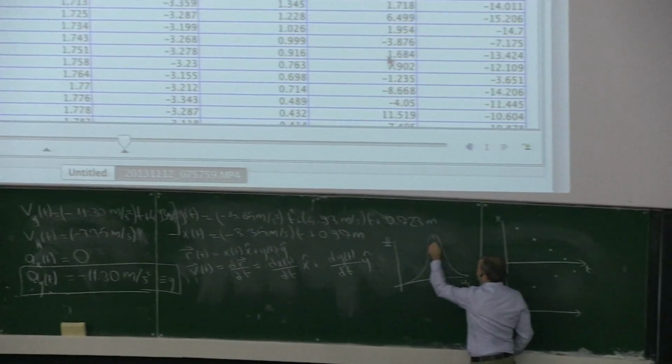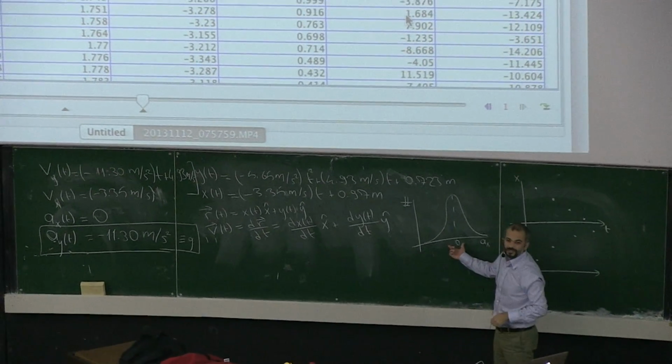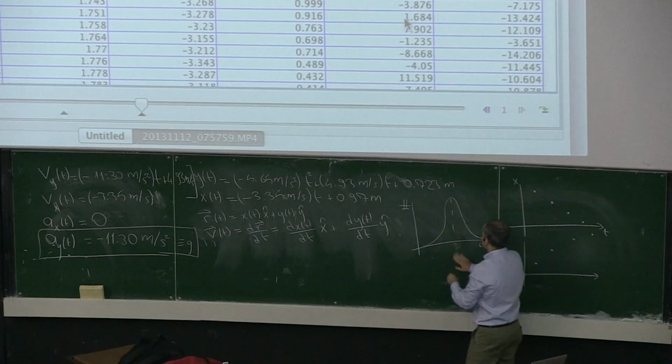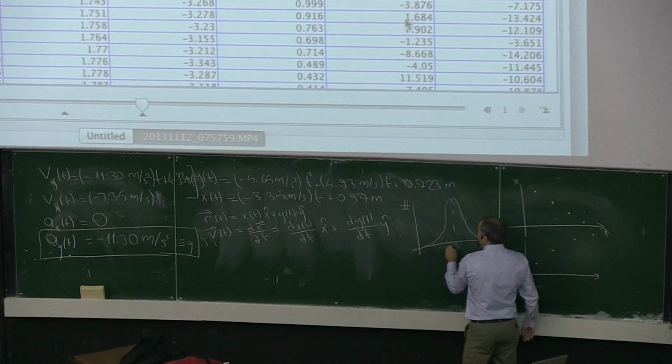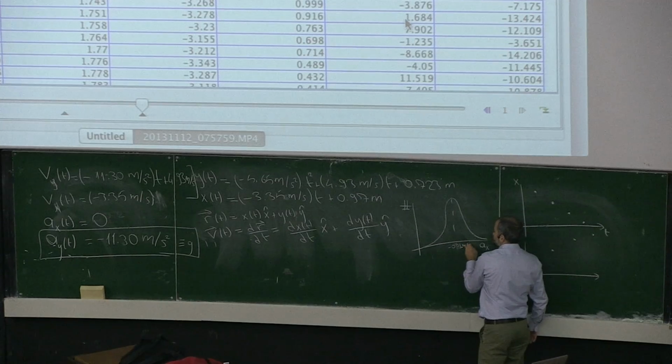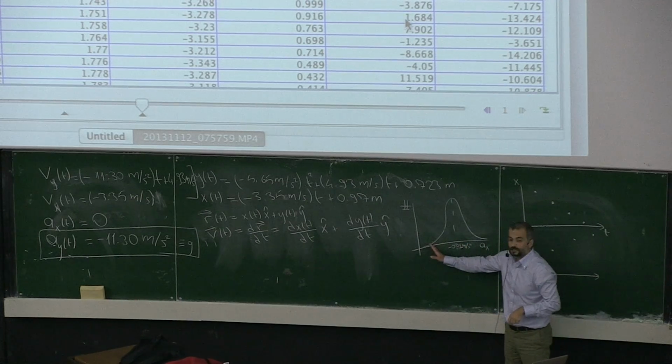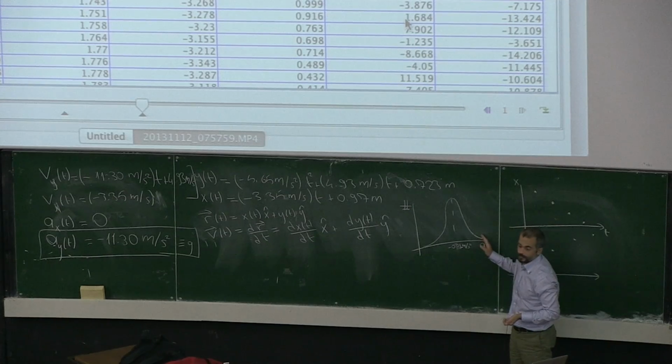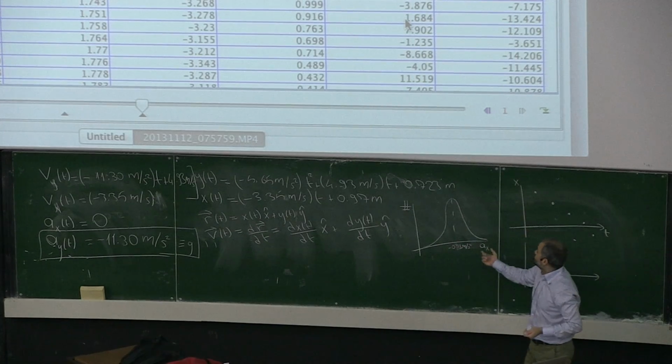Most of these measurements will be distributed around 0, or with some due to air resistance, minus 0.01 meters per second squared. Of course, I will get some measurements that are very large in the negative, some measurements which are very large in the positive, but the bulk I would expect to be around this number.